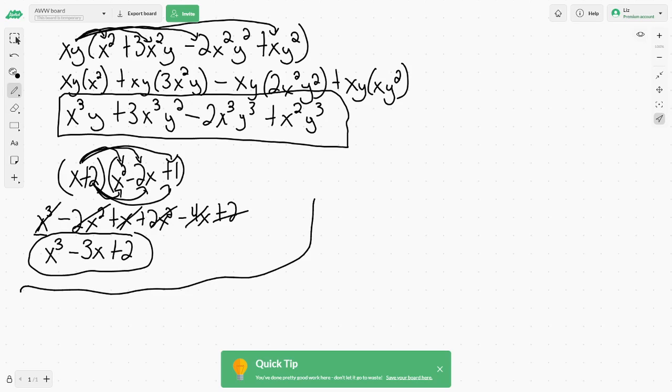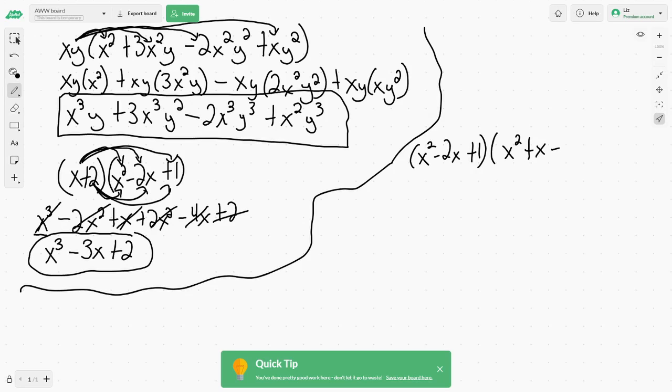All right, and let's look at one more example of multiplying. What if we had x squared minus 2x plus 1 times x squared plus x minus 2. Again, we're distributing. So x squared times x squared, that's x to the 4th. X squared times x is x to the 3rd. X squared times negative 2 is negative 2x squared.